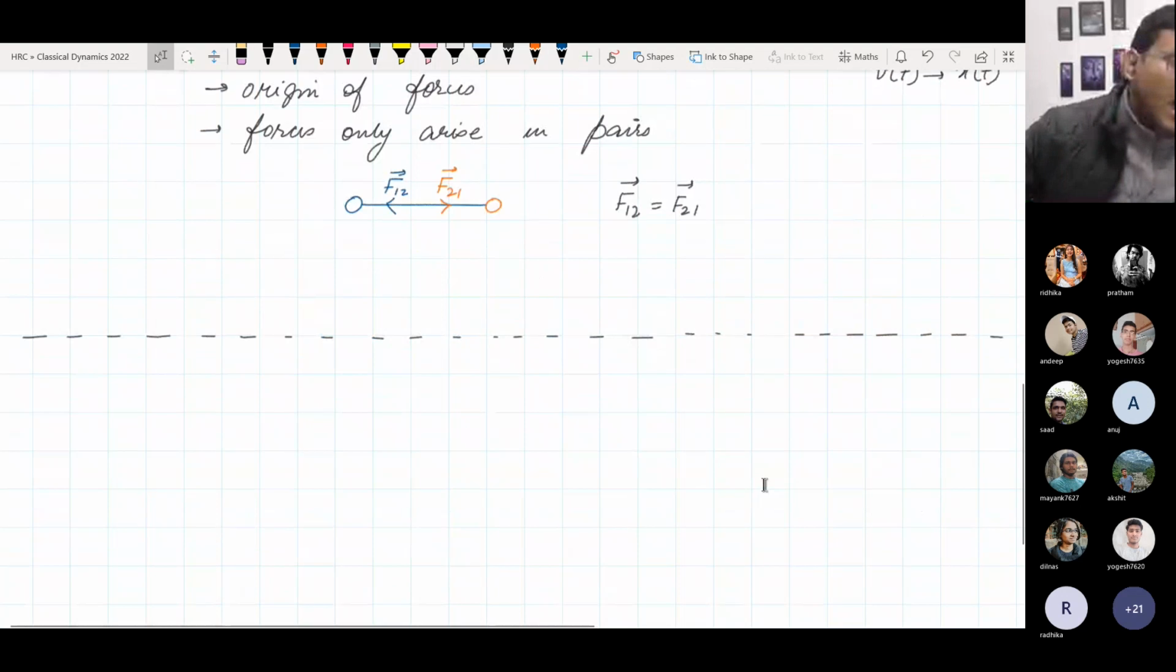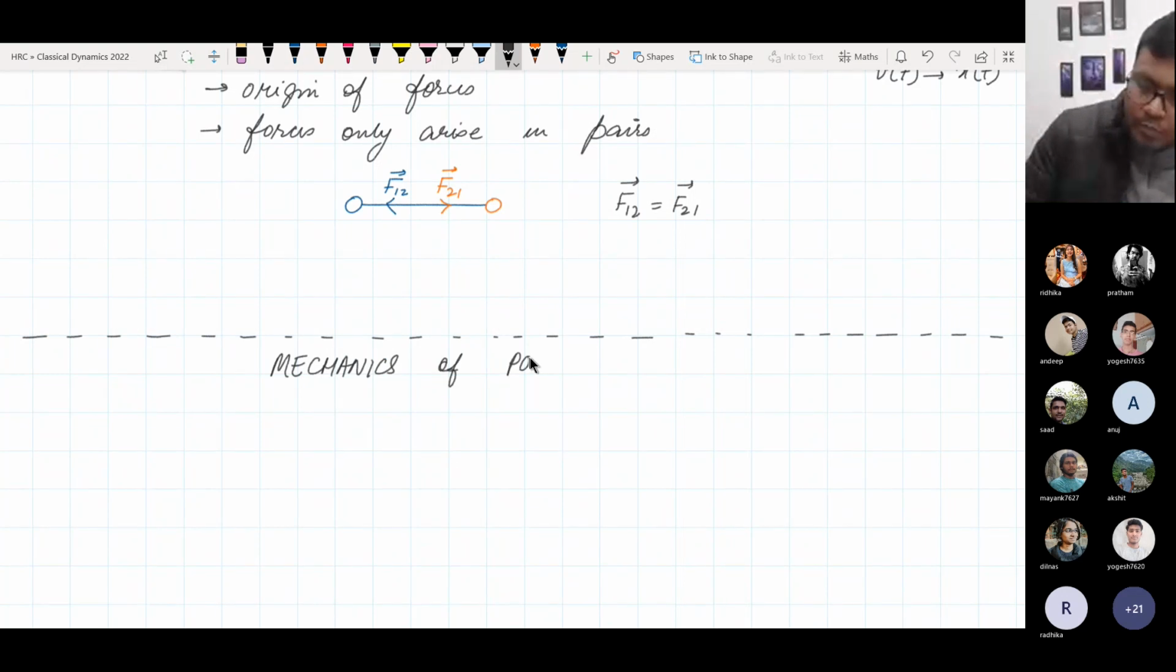Okay, but how do we actually approach a problem? There are two kinds of systems. First is a point mass particle, in which we will do some sort of analysis, and second is a system of particles, in which we can also do some analysis. So first, let us start with the mechanics of a point mass particle. Mechanics of a point mass particle is quite simple.